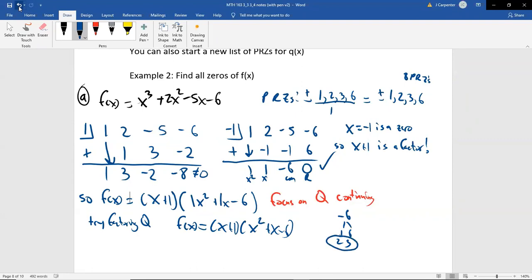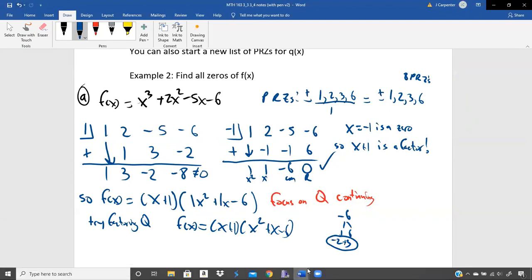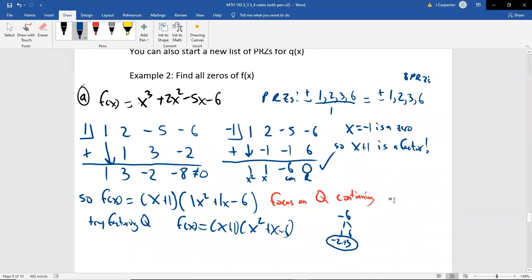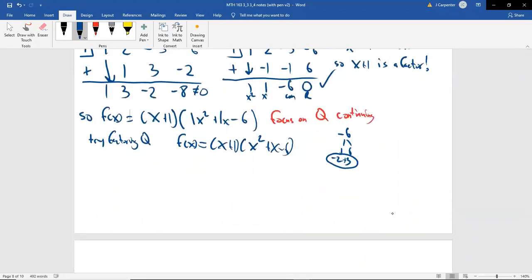To make sure it comes out positive, it's a negative 2 and a positive 3. Again, I'm not here to teach factoring. You are supposed to be excellent with that on your own. Keep practicing it if you need. All right, so that's the factored form of the quotient. So f of x is equal to x plus 1 times x minus 2 times x plus 3. That's the function in factored form.